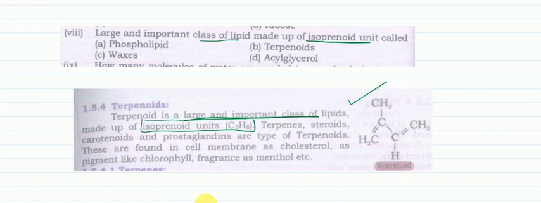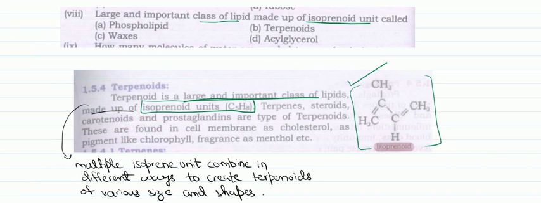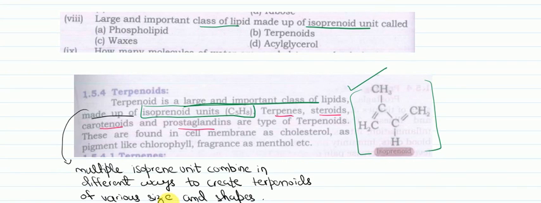This structure represents the isoprenoid unit. What does it mean that terpenoids are made up of isoprenoid units? It means multiple isoprene units combine in different ways to create terpenoids of various sizes and shapes. Like terpenes, steroids, carotenoids, prostaglandins are the types of terpenoids. So which class of lipid is made up of isoprenoid units? The correct answer is option B, terpenoids.